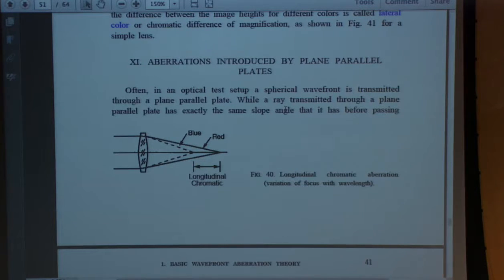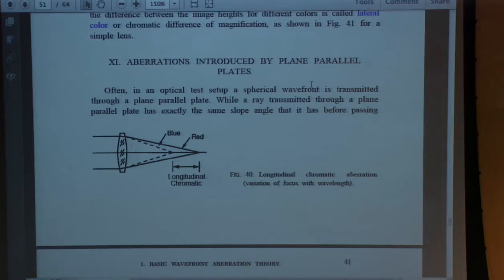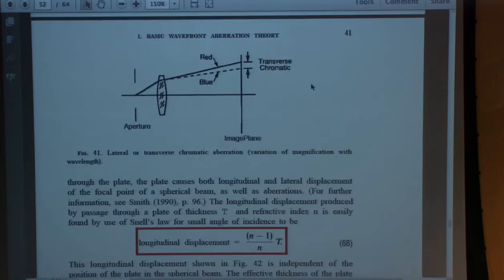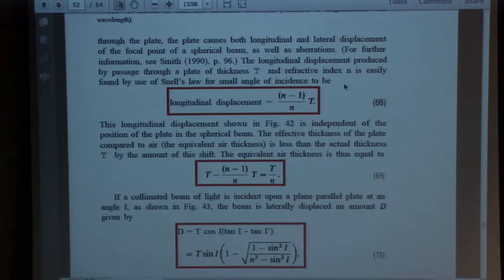Now, why would I talk about aberrations introduced by plane parallel plates? Well, the reason I talk about it is that this has absolutely driven me crazy over the years. Because in a test setup, all the time, you're putting in a window, you're putting in a beam splitter, you're putting in these plates that are either parallel surfaces or close to parallel surfaces, and they always do bad things. And I pulled most of my hair out because of plane parallel plates and problems I've had with plane parallel plates. And I don't want you to have the same problems. So I want to talk about them here.